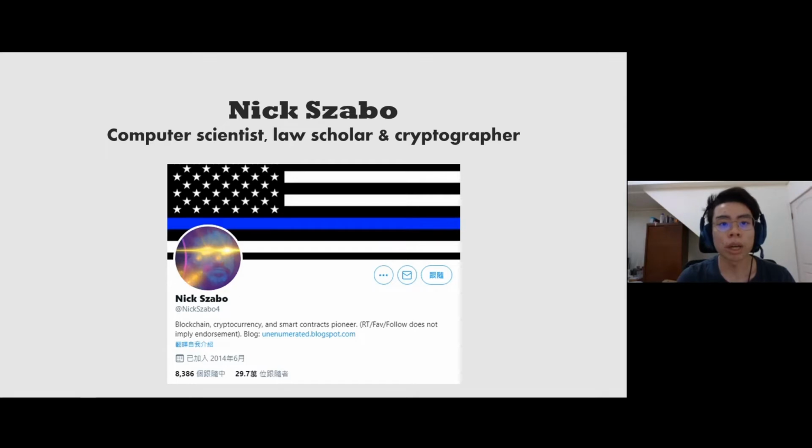The term smart contracts was first used by Nick Szabo in 1997, long before Bitcoin was created. He is a computer science law scholar and cryptographer, so I will spare you his exact words, but in simple terms, he wants to use a distributed ledger to store contracts.